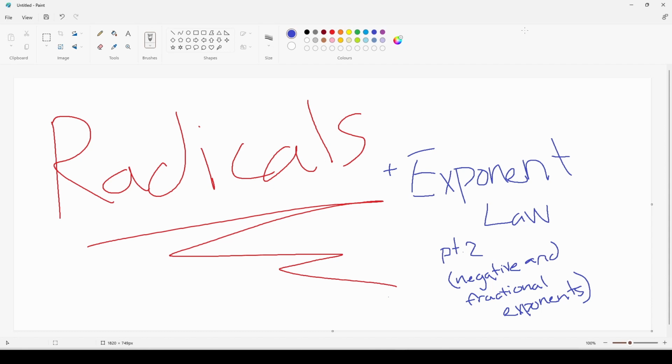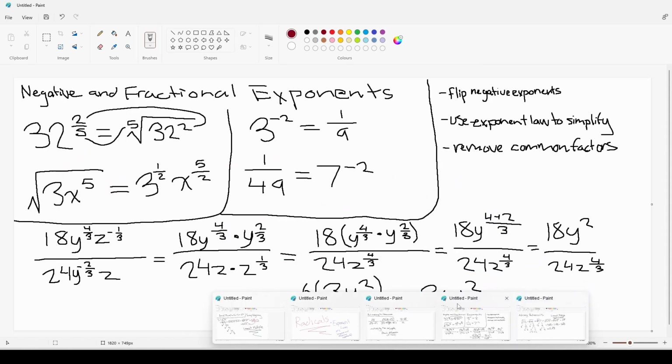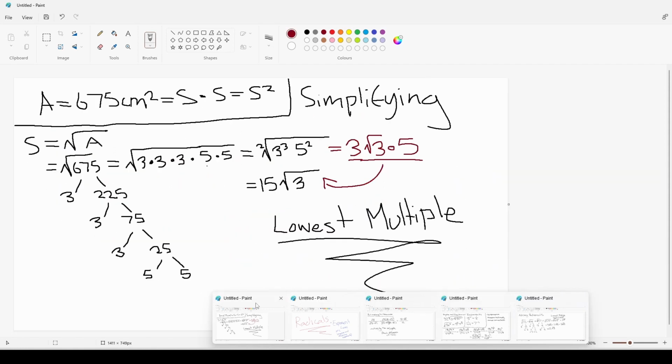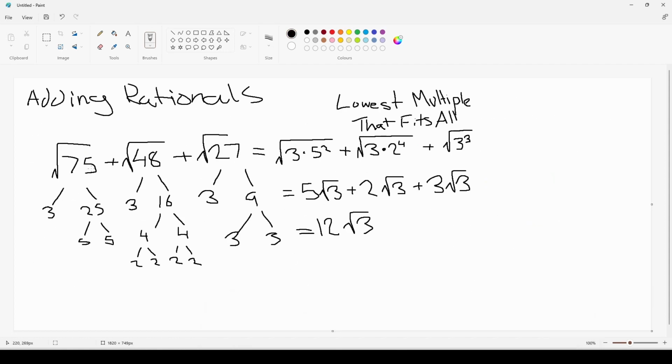This episode is radicals and a bit of a part two on exponent law, specifically negative and fractional exponents. This one we have a lot to cover, so I'm going to take it pretty slow. I don't want to rush too much. But let's start off with just adding rationals and how to simplify rationals. To simplify rationals, you want to find the lowest multiple that fits in all of the terms.